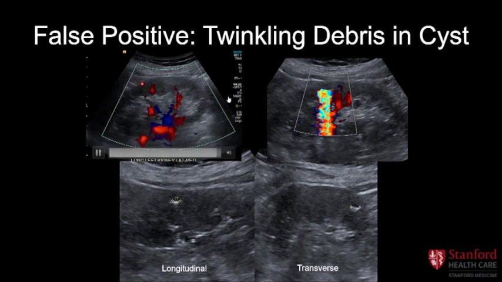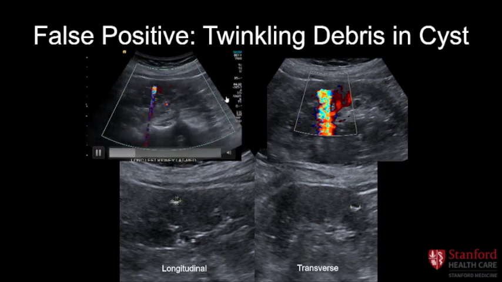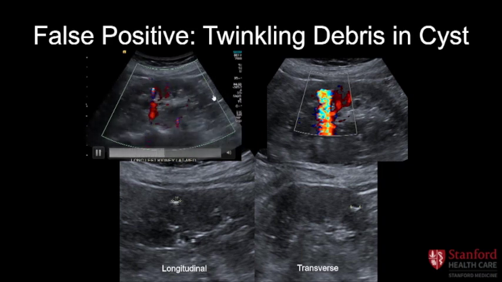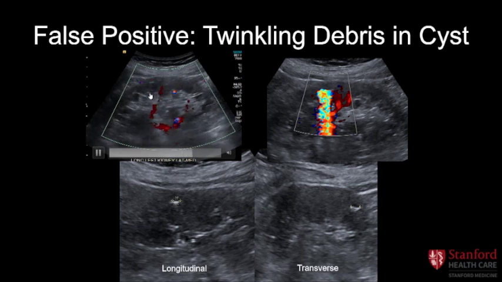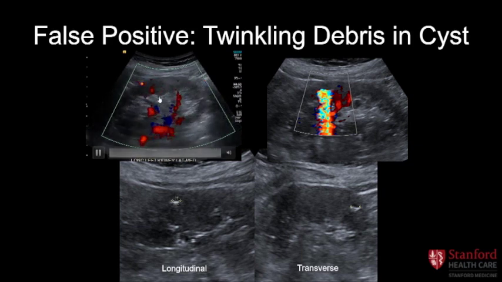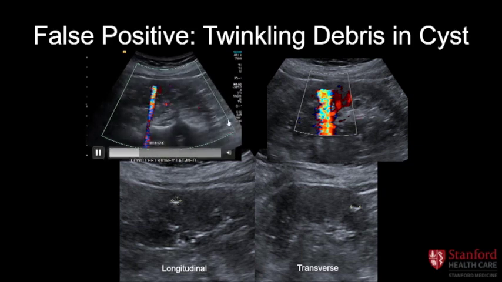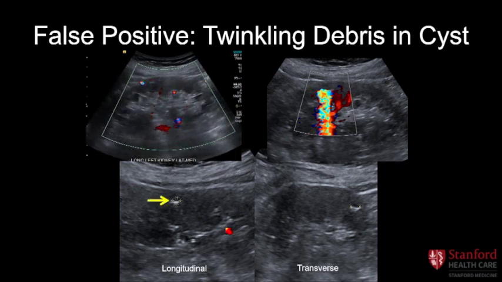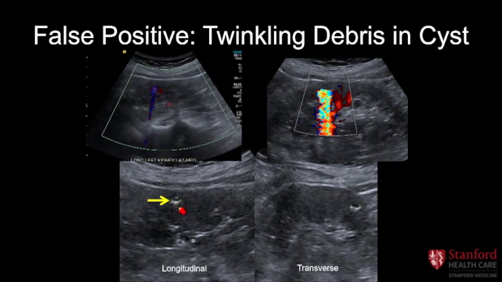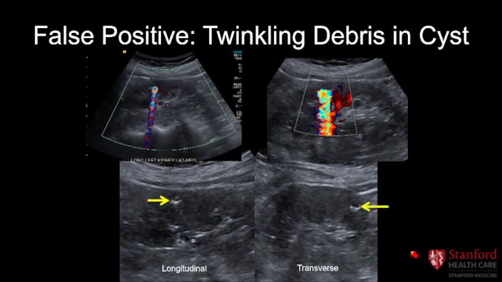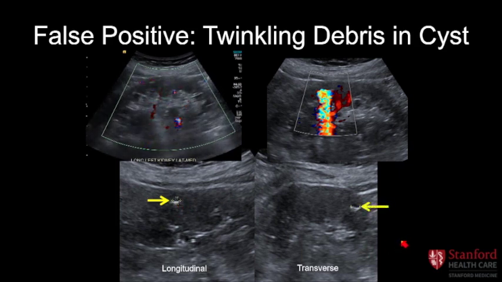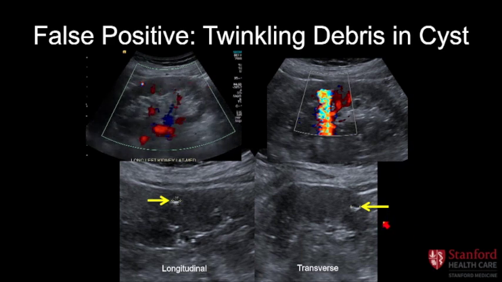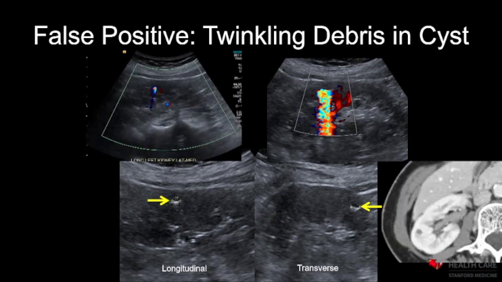So in the kidneys, we see twinkling artifact very commonly in debris layering in cysts. And here's an example. So this patient has lots of areas of twinkling artifact. You need to look at that carefully with grayscale. In this patient, we see that that area corresponds to this little cyst, and there is layering debris here. That layering debris, for some reason, is really prominent on color Doppler as twinkling artifact very frequently.